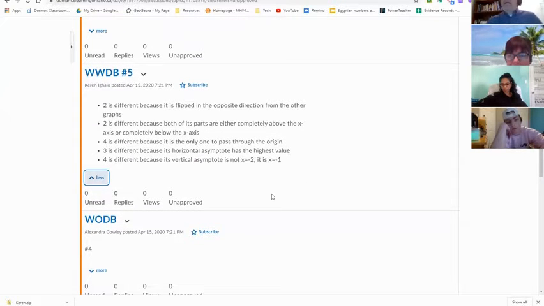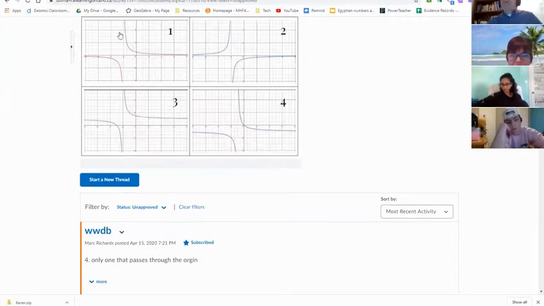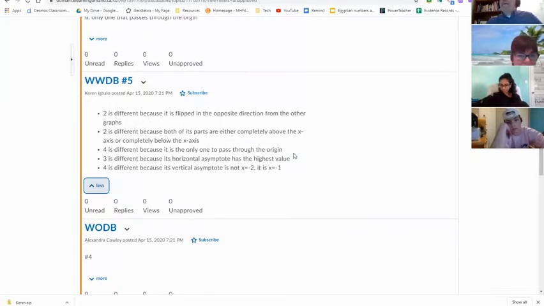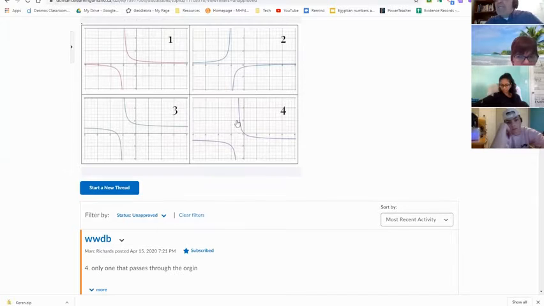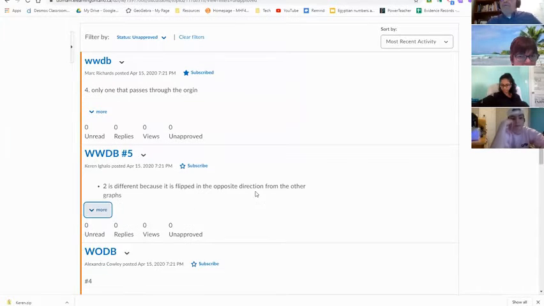Well done. And number 4 is different because the vertical asymptote is not x equals -2. It is x equals -1. True, but the other ones might have an asymptote of x. Oh, x meaning the vertical one. Oh my, look at that. So these all have a vertical asymptote of -2, and number 4, the asymptote is -1. Excellent eye there. Well done, Karen.